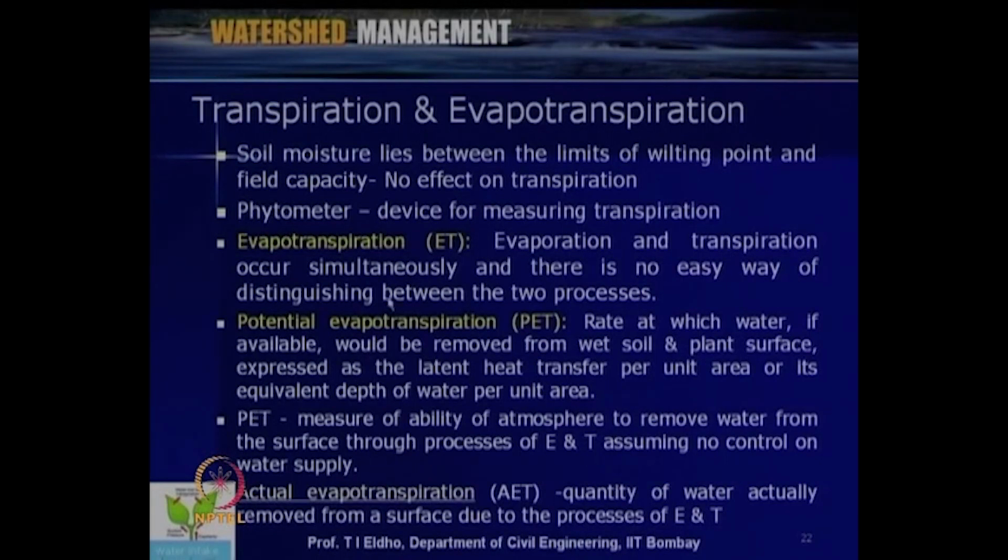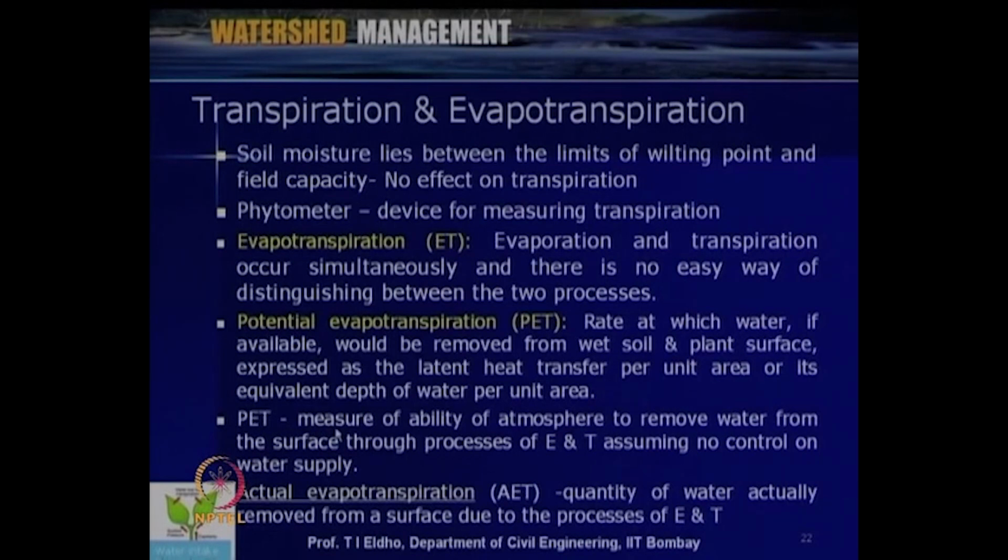Some of the important definitions as far as evapotranspiration is concerned. The first one is potential evapotranspiration, PET. This is the rate at which water, if available, would be removed from the wet soil and plant surface, expressed as the latent heat transfer per unit area or its equivalent depth of water per unit area.